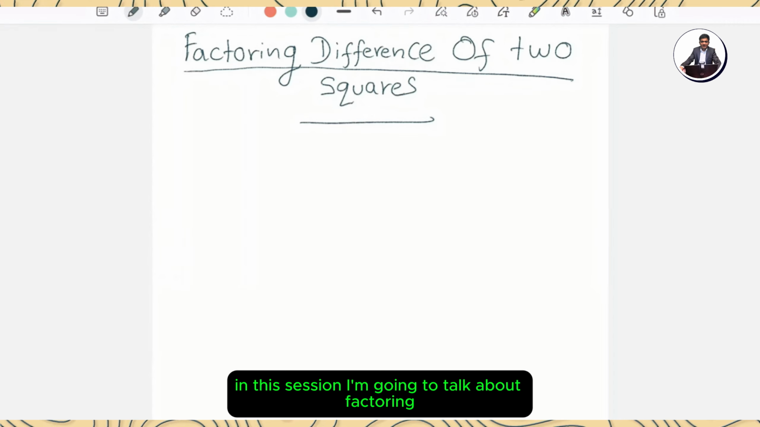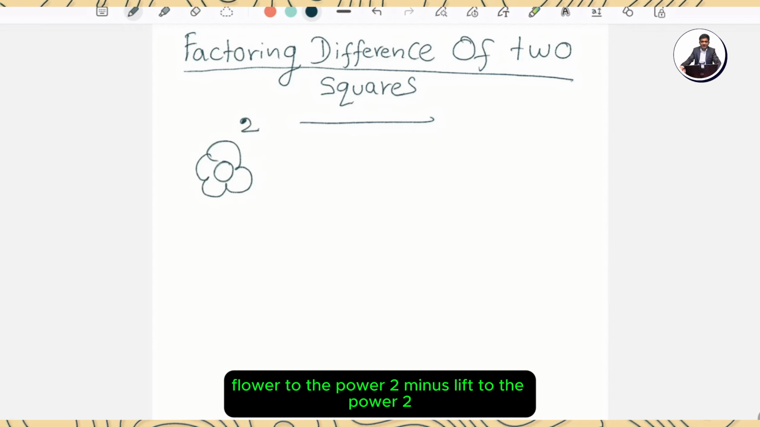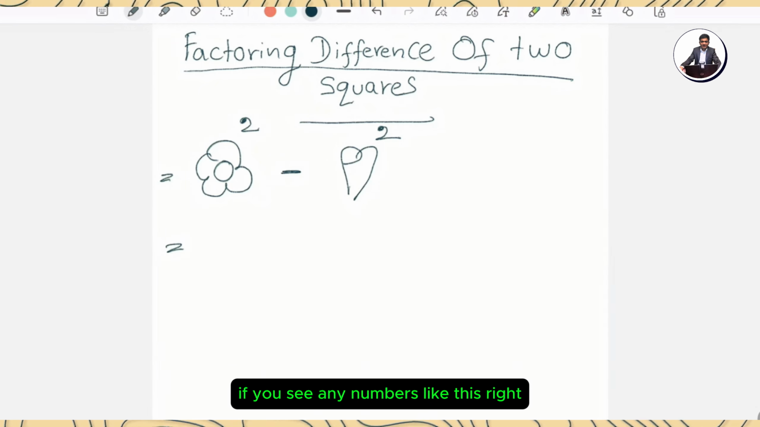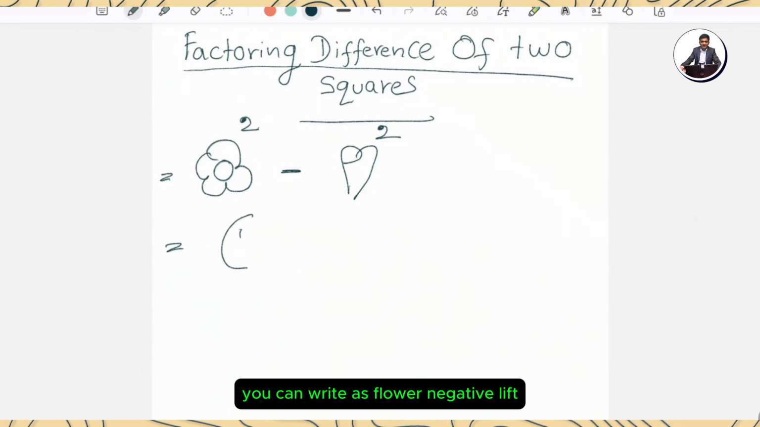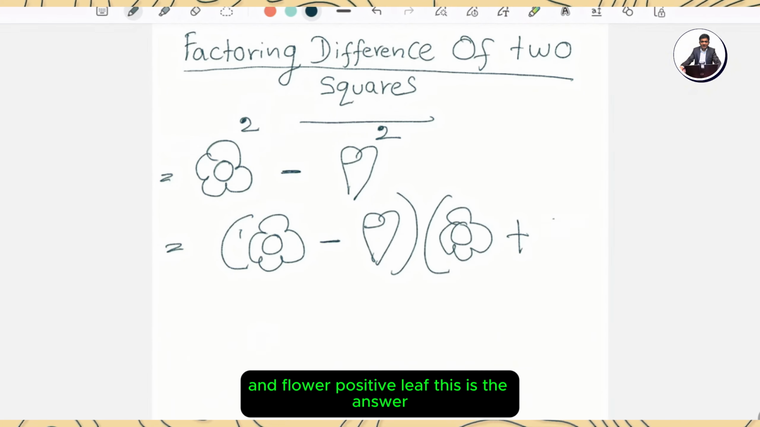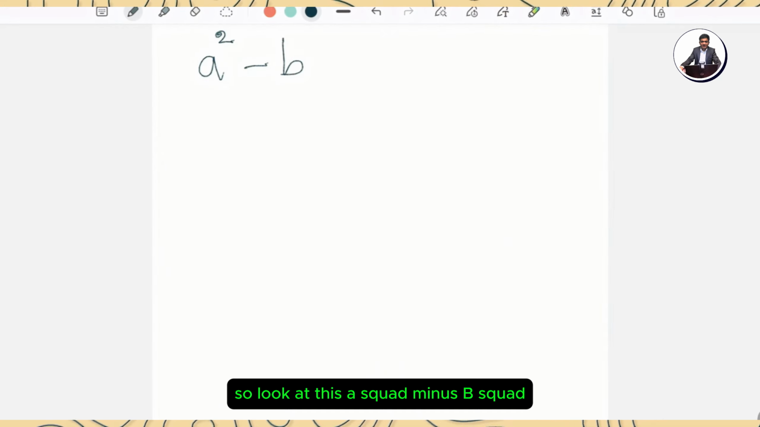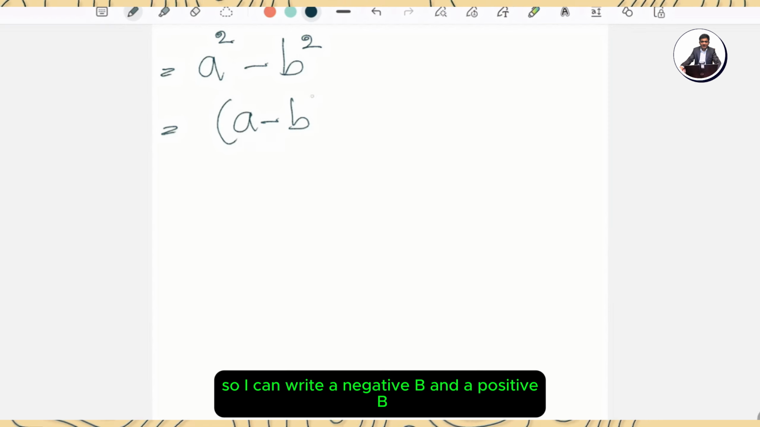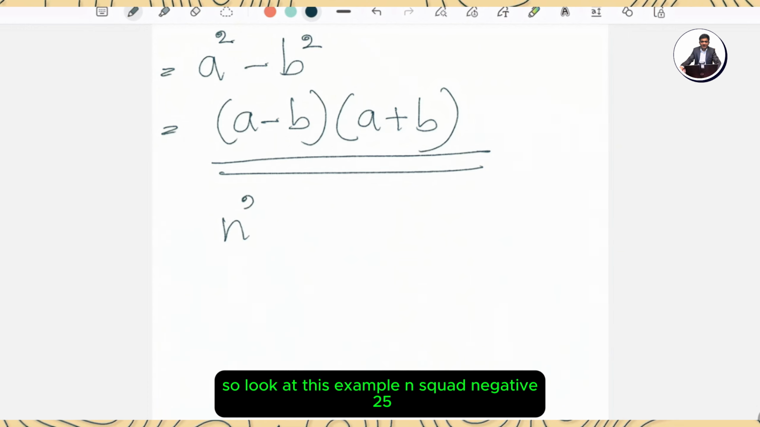In this session, I'm going to talk about factoring the difference of two squares. Look at this: flower to the power 2 minus leaf to the power 2. If you see any numbers like this, in this pattern, you can write it as flower negative leaf and flower positive leaf. This is the answer. So look at this: a squared minus b squared. If I want to factor, I can write a negative b and a positive b. This is the answer.